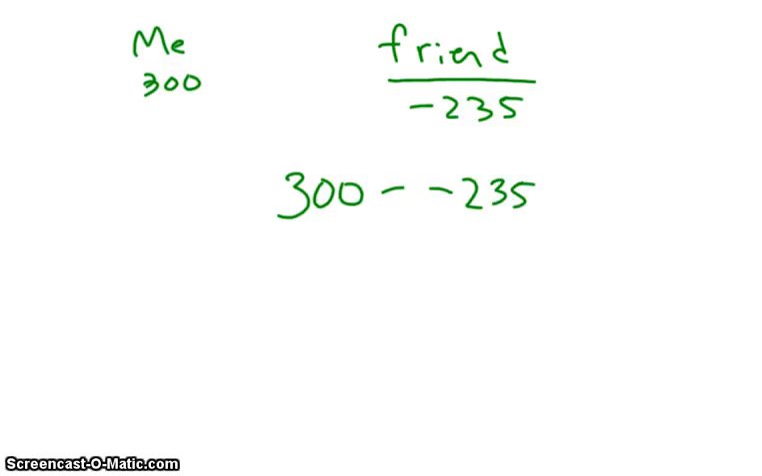You know, I've talked to you many times about how we don't want to keep double signs, so let's go ahead and do this. If I have double signs and the signs are the same, that'll be positive. So we have 300 plus 235, or a total of 535. So I have scored 535 more points than my friend has. Let's go and look at another type of word problem.